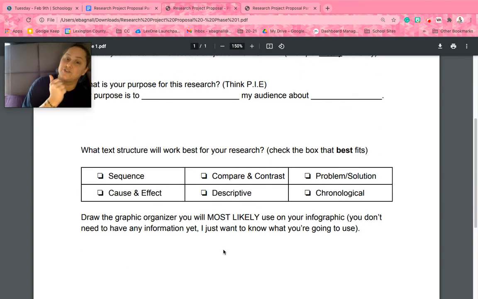Then let's talk about text structure. So you have one of 6 options when it comes to your text structure. And you have to really think about what I'm trying to study. So if I'm studying the history of the Disney company, I'm going to be looking at it in a chronological text structure because I'm looking at it in order of time, when it started and how it's changed over the years. If you're looking at the lifestyle of a great white shark, you're going to be looking descriptively because you're looking at how it lives, what it eats, what it looks like. That's all descriptive stuff. All right.